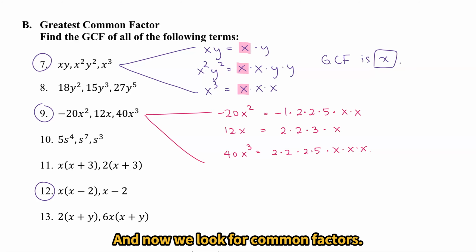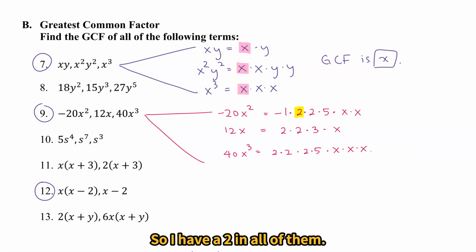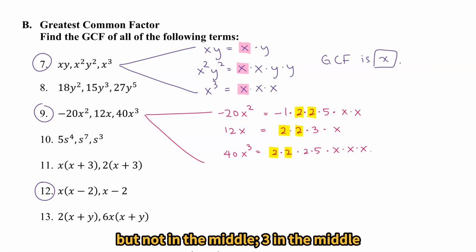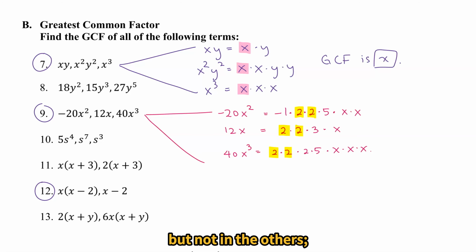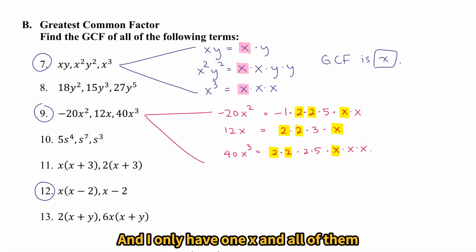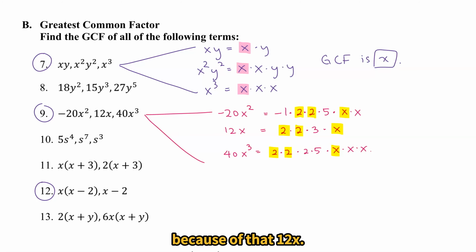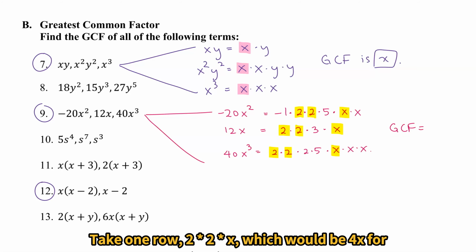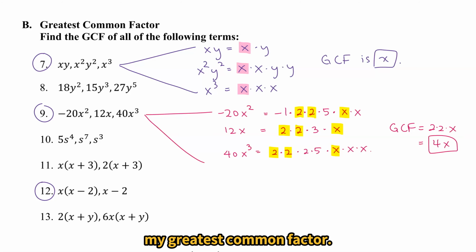And now we look for common factors. So I have a 2 in all of them. I have a second 2 in all of them. 5 in 2 of them, but not in the middle. 3 in the middle, but not in the others. And then x in all of them. And I only have 1 x in all of them because of that 12x. So my greatest common factor, take one row, 2 times 2 times x, which would be 4x for my greatest common factor.